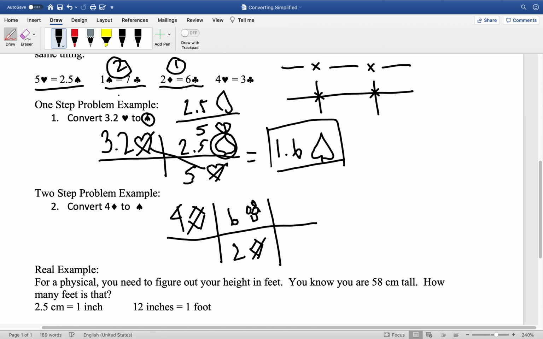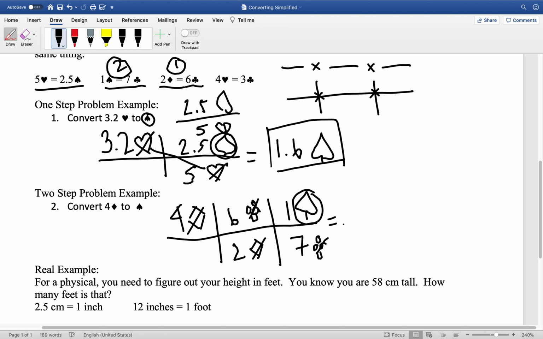So I'm going to use the 1 spade is equal to 7 clubs. I have clubs on the top. Remember, kitty corners cancel. So clubs has to be on the bottom. So I'm going to go 7 clubs is equal to 1 spade. Clubs cancels out. What are you left with in the upper right-hand corner? A spade, which is what they're asking for. So if all the units cancel out kitty corner, and what you want is left in the upper right-hand corner when you're done, you've done it properly. So now all we have to do is the math.